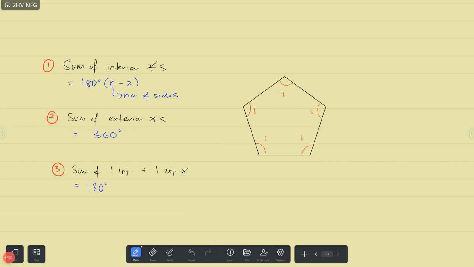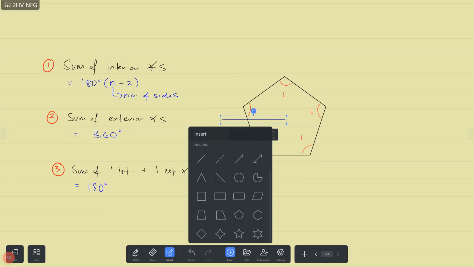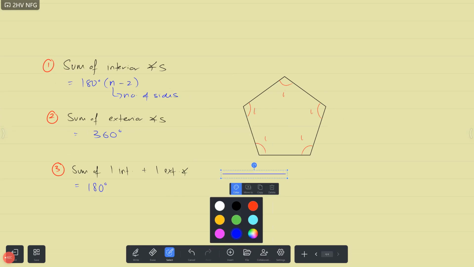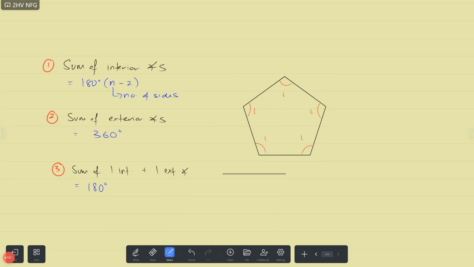Sum of exterior angles. So where are the exterior angles? The most common misconception is that this is our exterior angle. It's easy to label this as the exterior angle, which is convenient, but it is not. The exterior angle is obtained by extending one side of your polygon. In this case, I'm extending this side, and then this is my exterior angle.